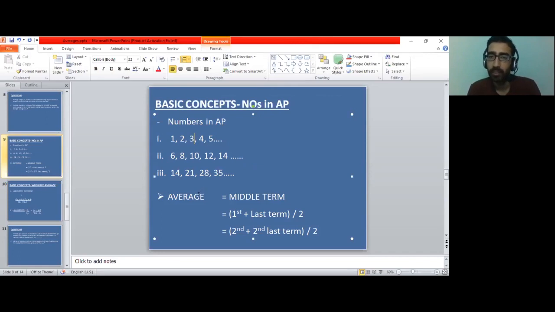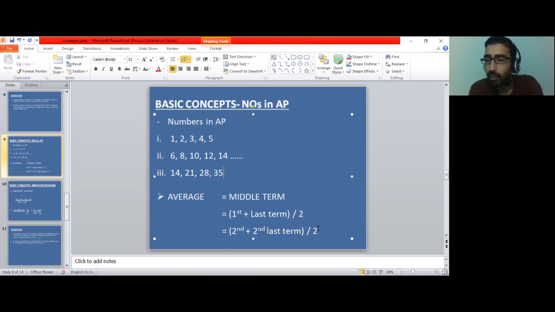And of course, the average for such a group of numbers is always the middle term, if one exists. For example, for 1, 2, 3, 4, 5, the average for these 5 numbers will be 3, the middle term, because there are 5 numbers. However, if I talk about the average of the last 4 numbers, 14, 21, 28, and 35, there's no middle term. And thus the average will always be the first term plus last term by 2, or second plus second last by 2, or third plus third last by 2.